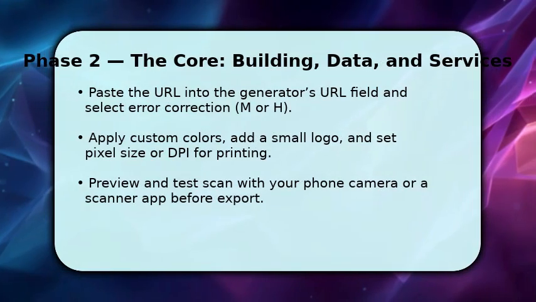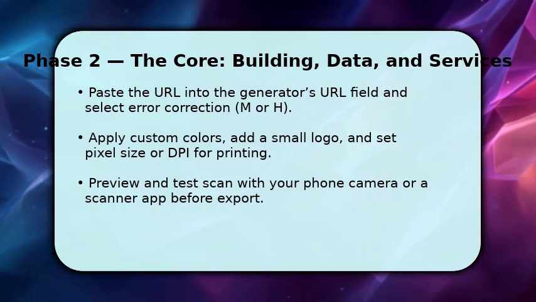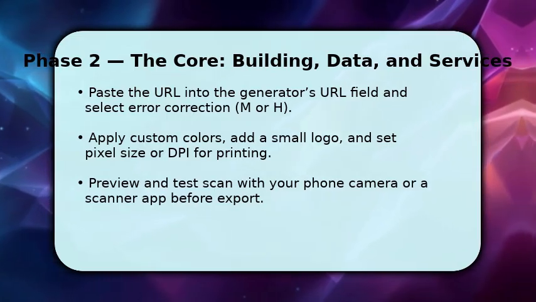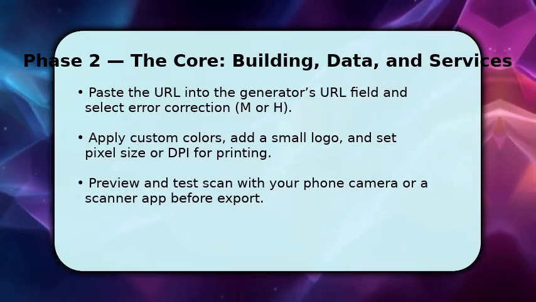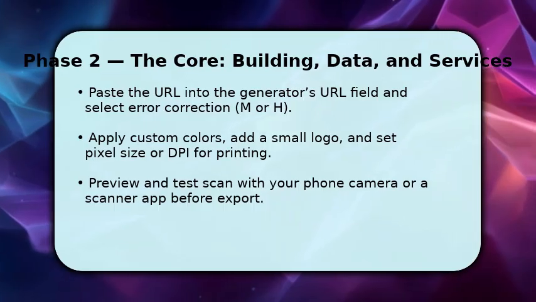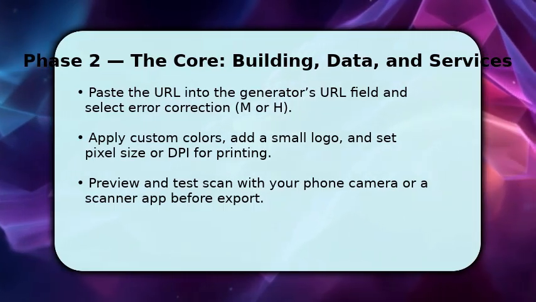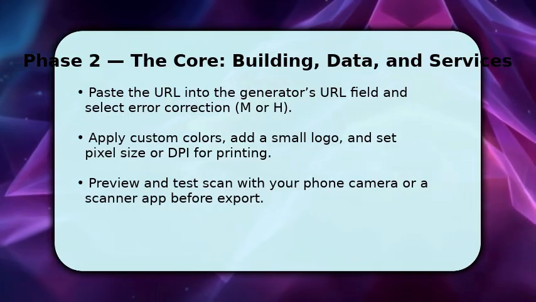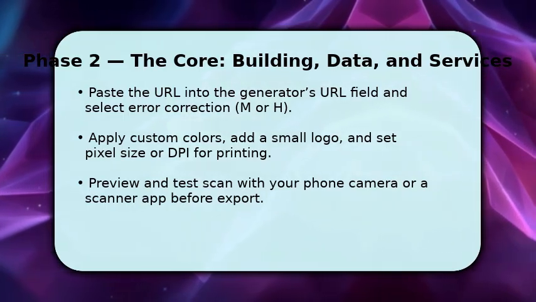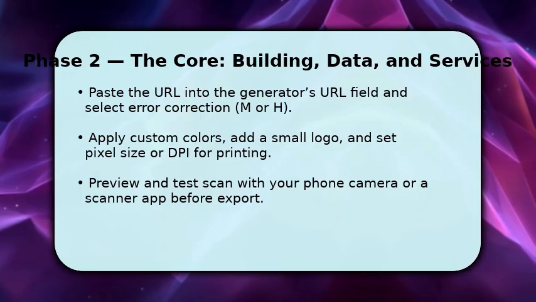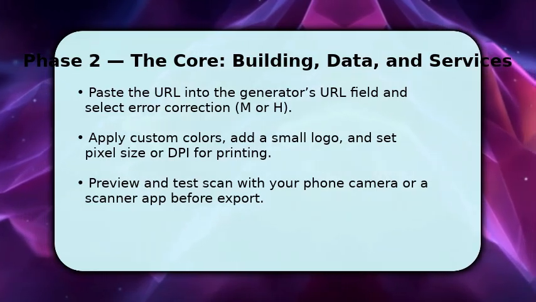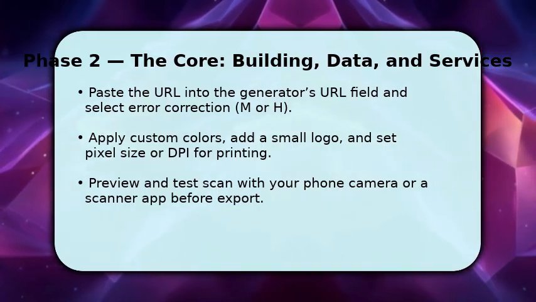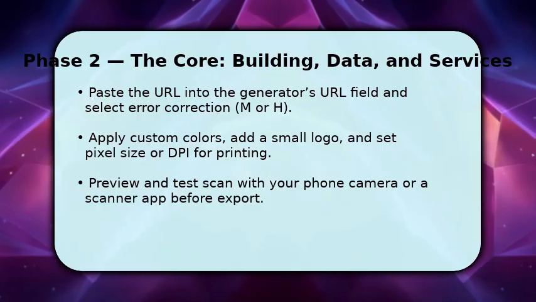Now paste the YouTube link into the generator's URL box and choose an error correction level. Pick M for standard use or H if you'll add a logo. Next, customize. Change foreground/background colors, insert a small center logo if desired, and set pixel dimensions or DPI for print clarity. Preview the code at full size, then scan it yourself with a phone camera or a dedicated scanner app to verify it goes to the correct video. If the scan fails, increase size or error correction.